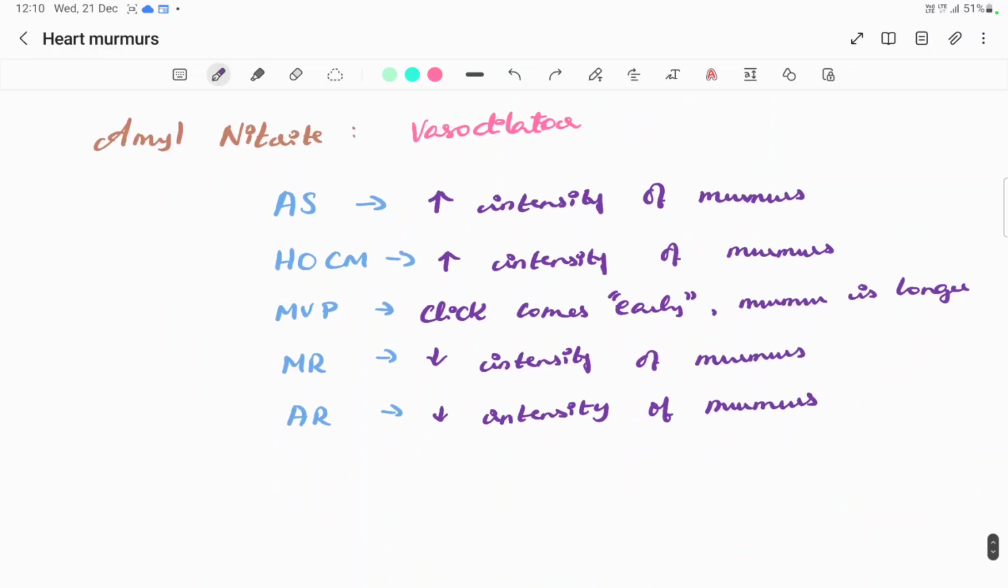So coming to amyl nitrite. So this is the last thing we're going to see. Amyl nitrite is a vasodilator. So hand grip is going to cause vasoconstriction, and amyl nitrite is a vasodilator. So it's just the opposite. Exactly what we saw for hand grip, we're going to see just the opposite for this. So aortic stenosis, there we saw aortic stenosis, hypertrophic obstructive cardiomyopathy, and mitral valve prolapse having a lesser intensity. So here aortic stenosis is going to have a more intensity.